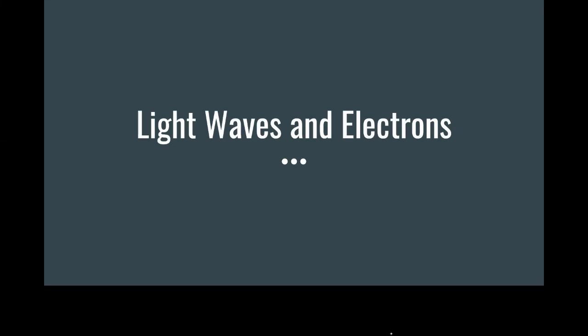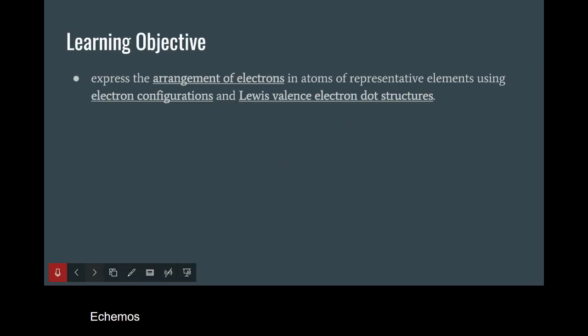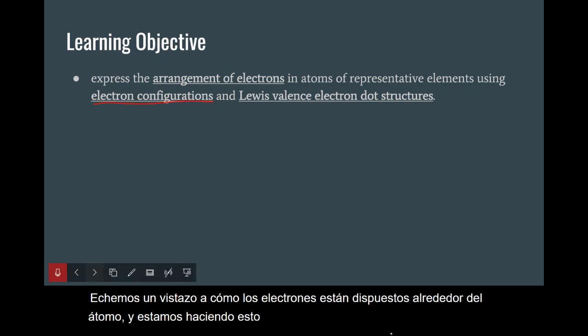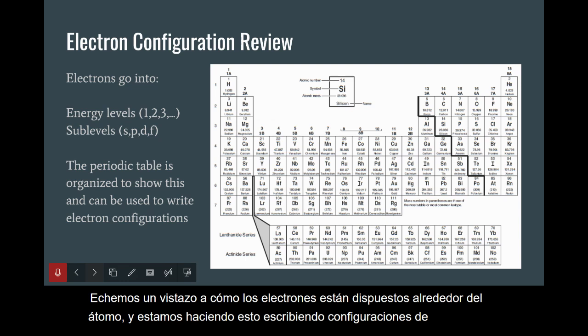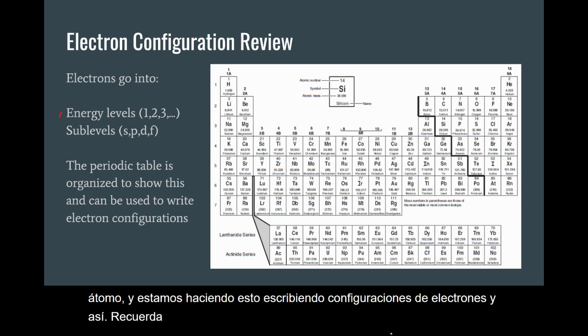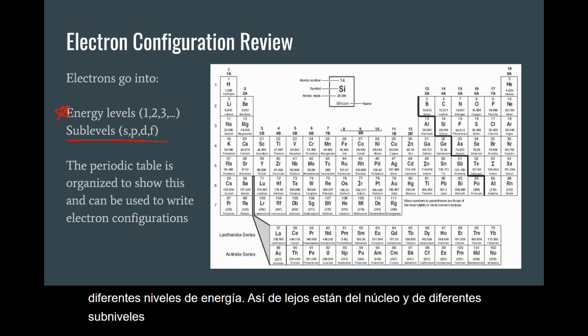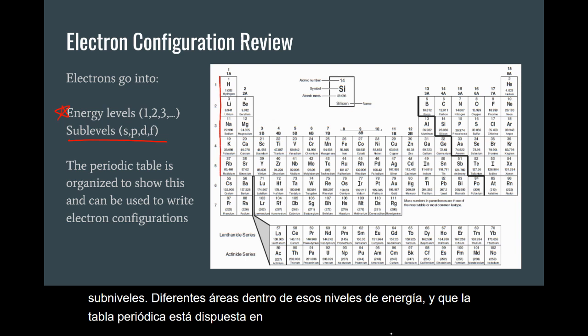Let's take a look at how electrons are arranged around the atom. We're doing this by writing electron configurations. Remember that we talked about the fact that electrons go into different energy levels, which is how far away they are from the nucleus, and different sublevels, different areas inside those energy levels. And the periodic table is arranged in blocks that help me identify where the electrons are going in.